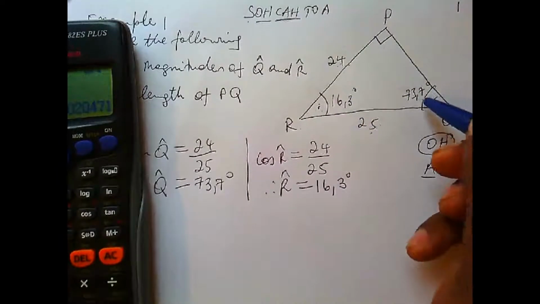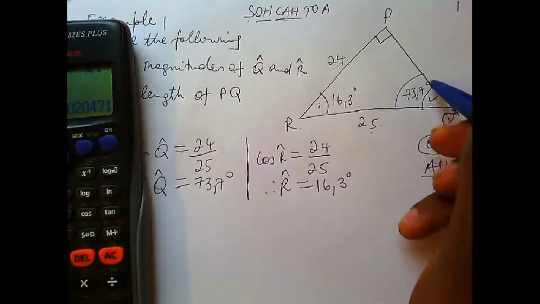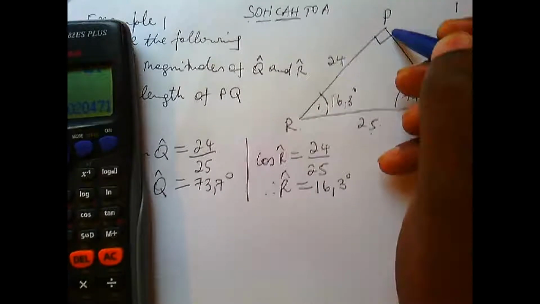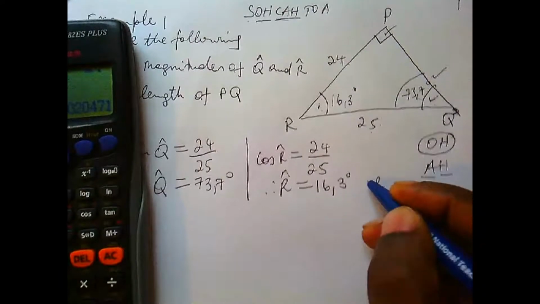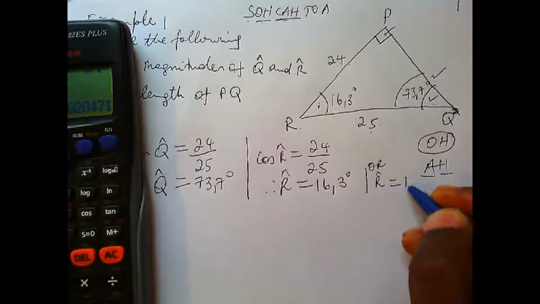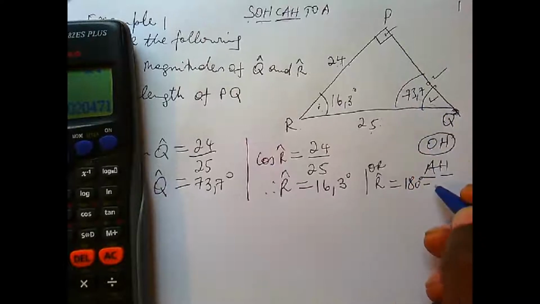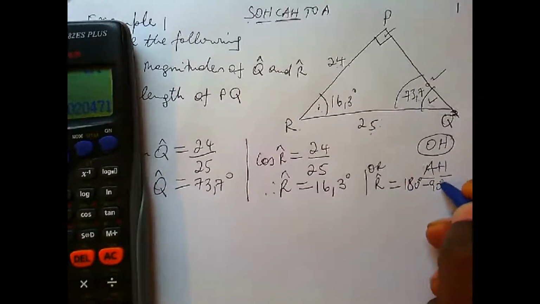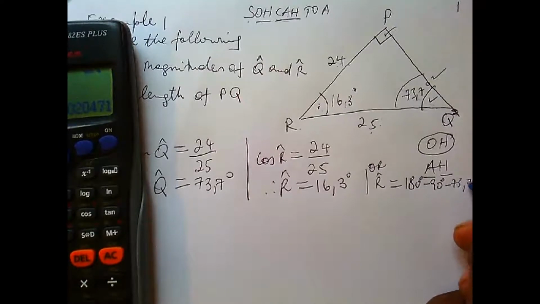Another way of doing this would be to use Euclidean geometry, especially when you know this one. Once you know this one, and remember you also know that angle, you would just say angle R would be equal to 180 degrees minus the two given angles, that is 90 degrees and minus 73.7 degrees.